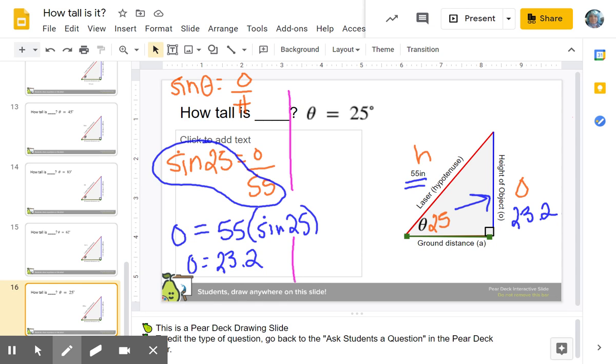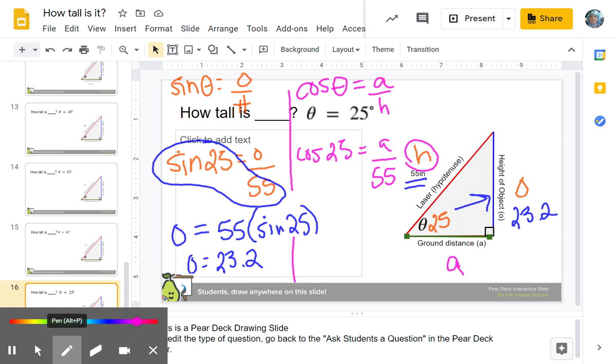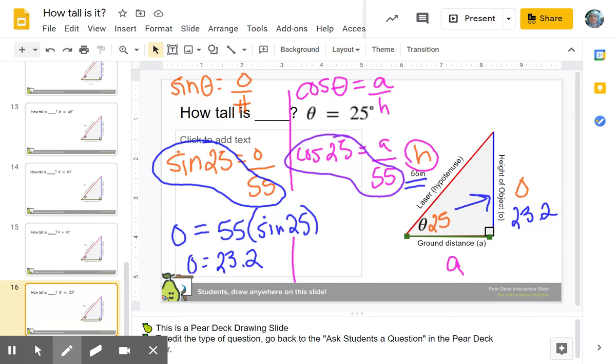So I use sine for opposite and hypotenuse. What do I use for adjacent and hypotenuse? You're going to use cosine 25 equals A over 55. And do I multiply or divide? Yes, A equals 55 cosine 25.